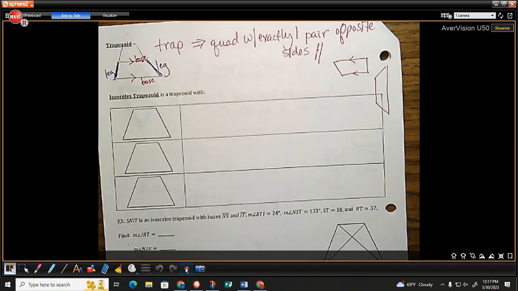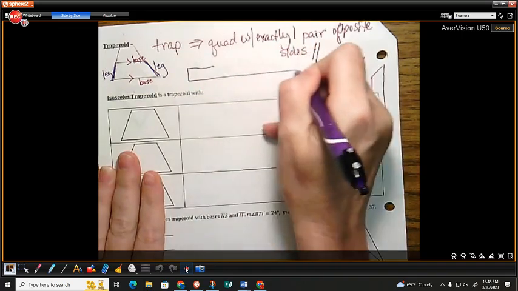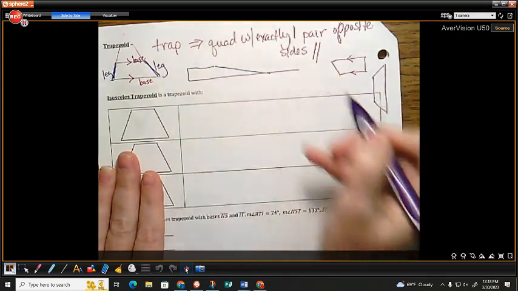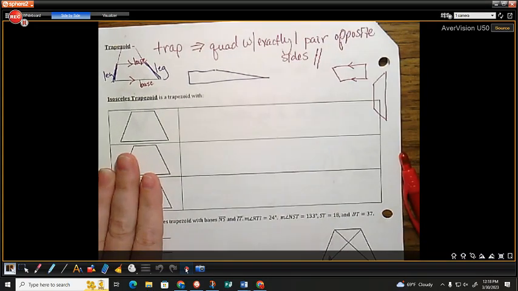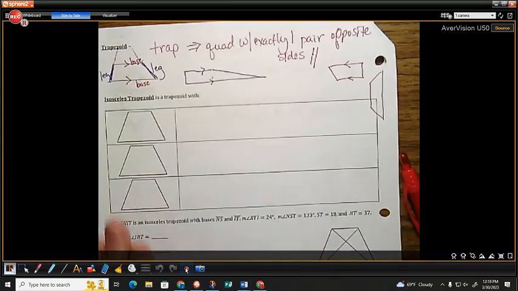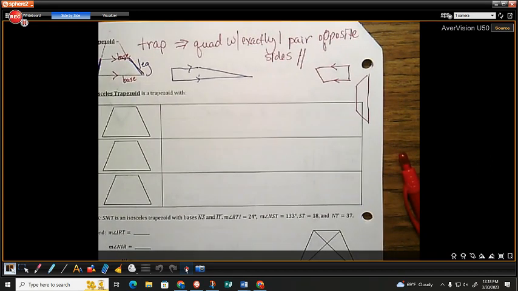Do your legs have to be congruent? No. You can have one leg like this and the other leg really long and go all the way out to there. That is technically a trapezoid. So the legs don't have to be congruent, but, and it's a pretty big but, what if they were?